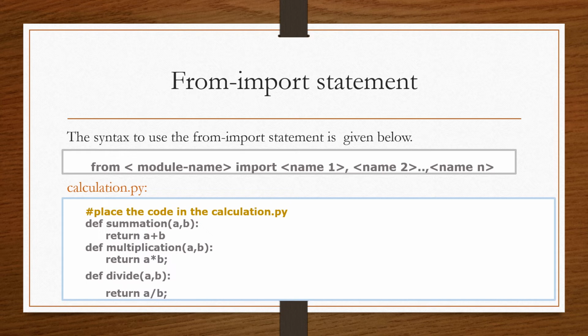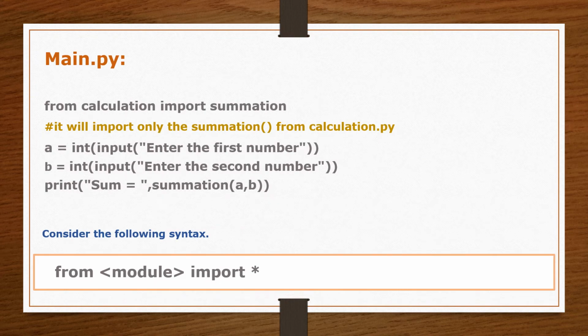Let's see an example. Here I have the calculation.py module file. In this module, I have three functions: summation, multiplication, and division. I have another file, main.py. In this, I'm going to import only the summation from the calculation module. For this, I'm using the from import statement.